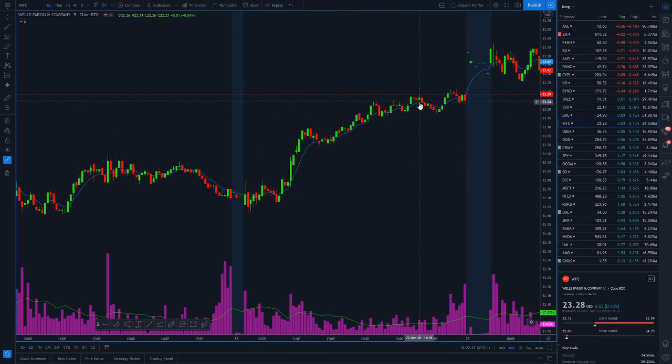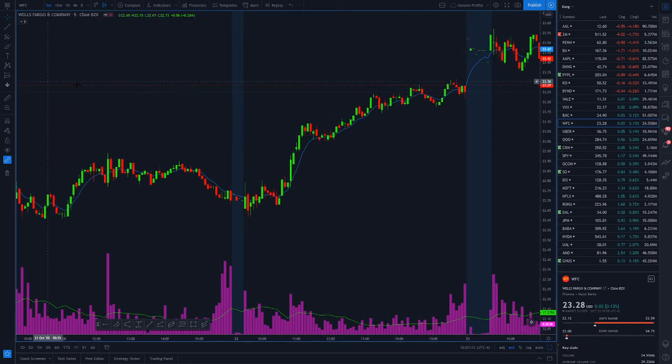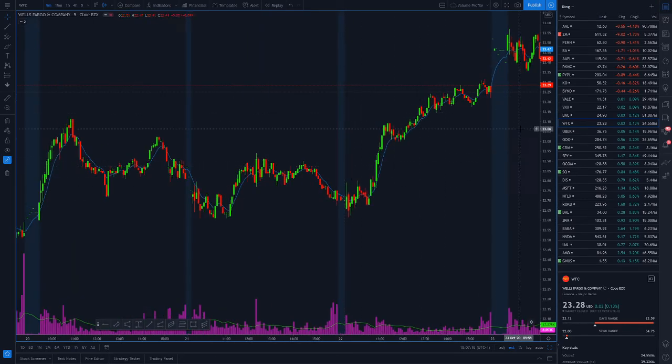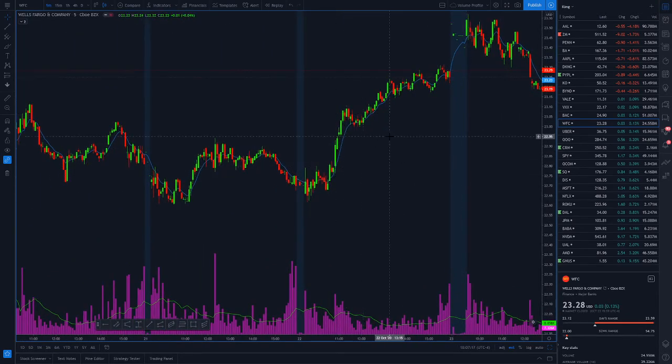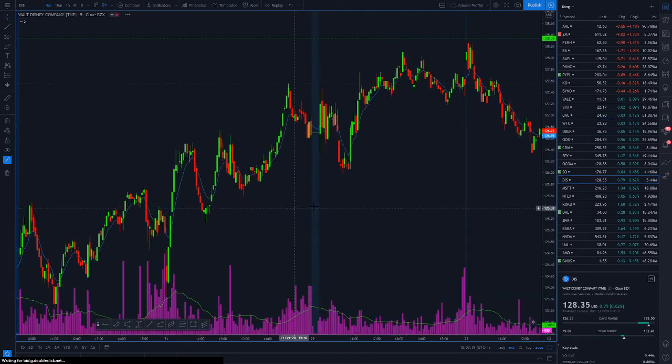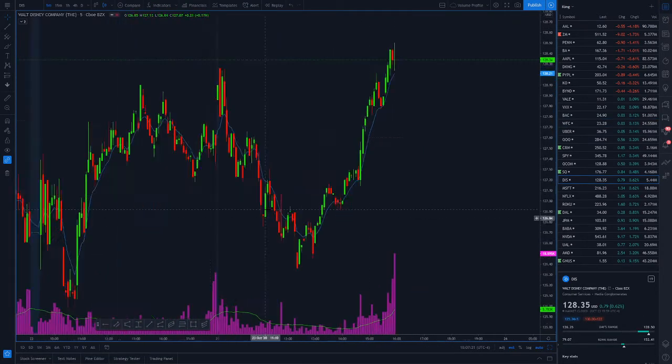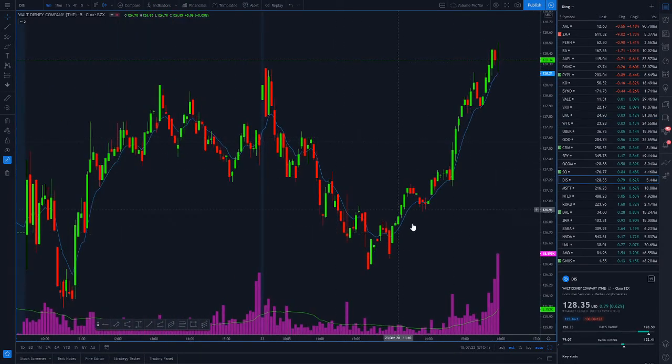I know it's not that much dollar-wise, but this is a relatively smaller stock, so that percent move is still pretty good. I'm just going to keep going here, and just to show, maybe looking at some reversals.